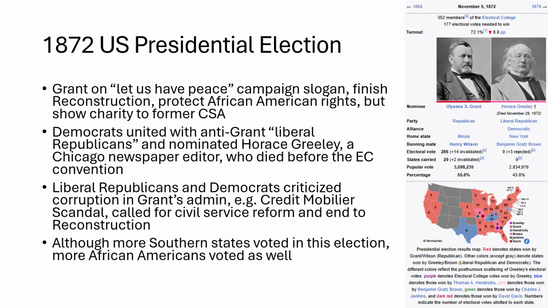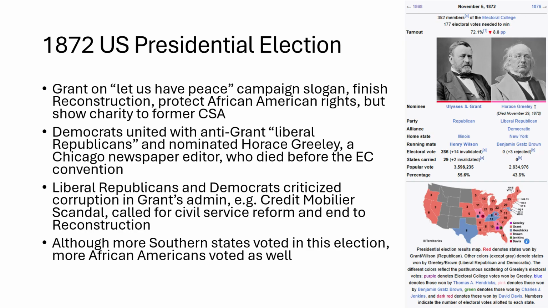Moving on into the 1872 presidential election, Grant's primary slogan in this election was, "Let us have peace." He's promising peace in the South. That will mean taking a less aggressive stance with white Southerners, but at the same time continuing to protect African American rights and continuing to attempt to pacify the region. Basically, we're going to finish Reconstruction, but we're also going to show charity to former Confederates. That's sort of the spirit of Grant's campaign, if I were to describe it in a few words.